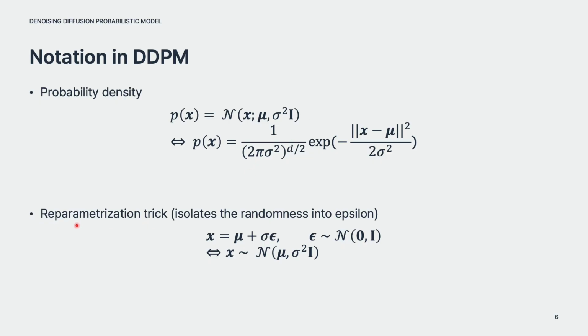And second is the reparameterization trick. If we write x like this, mu plus sigma epsilon, where epsilon is the standard Gaussian noise, we simply mean that this x is the Gaussian random vector with mean mu and variance sigma squared identity. The benefit of this notation is that we isolate the randomness to this epsilon, which is the standard Gaussian. Mu and sigma are given from this distribution, and they are both fixed.